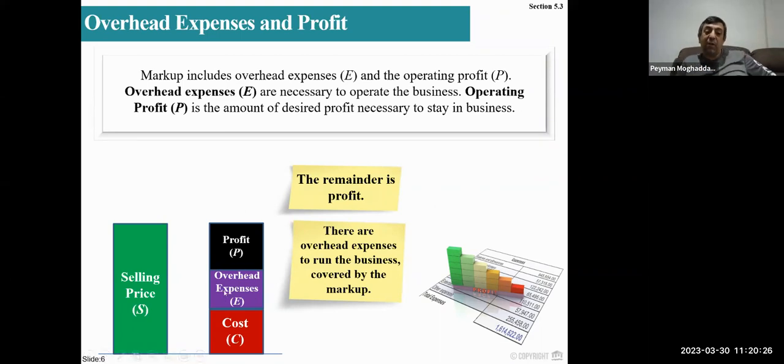So that's overhead expenses. And on top of that, you need to have a profit, okay? You can't run a business without profit. A business always has to make you some money, okay? After you deduct all those expenses, you need to have a profit. So that's basically the markup. The markup consists of overhead expenses and the profit. So expenses plus profit is going to give you the markup, okay?